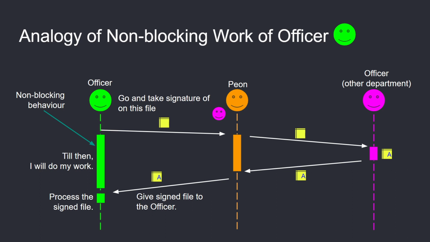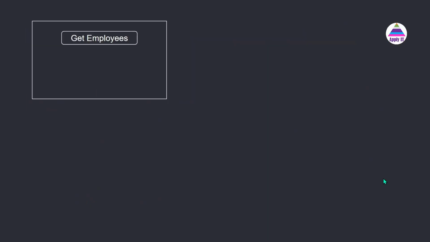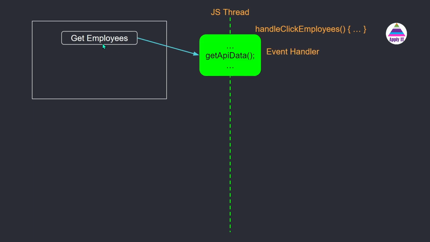a promise object. We will try to understand that using one scenario. Consider there is one web page which has a button called Get Employees. When we click on this Get Employees button, one event handler called handleClickEmployees will get called. That event handler will be executed on the JavaScript thread. It is an event handler whose implementation is shown in this green box.